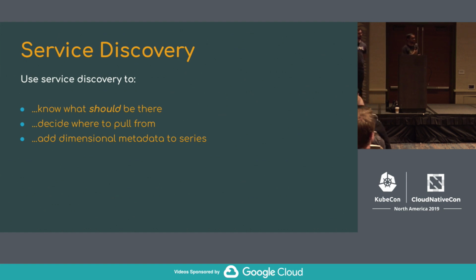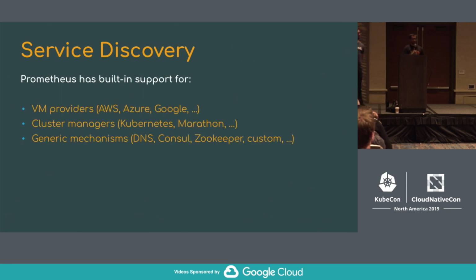Yeah, and using service discovery, you come to know where to pull the metrics from. And the service discovery also gives some metadata about the pods and other hosts that you have, which you can attach to the metrics that you're pulling during the scraping period. Yep. And Prometheus already has built-in service discovery support for AWS, Google, Kubernetes, DNS, Consul, and lots of other stuff. And we guess more will be coming soon.